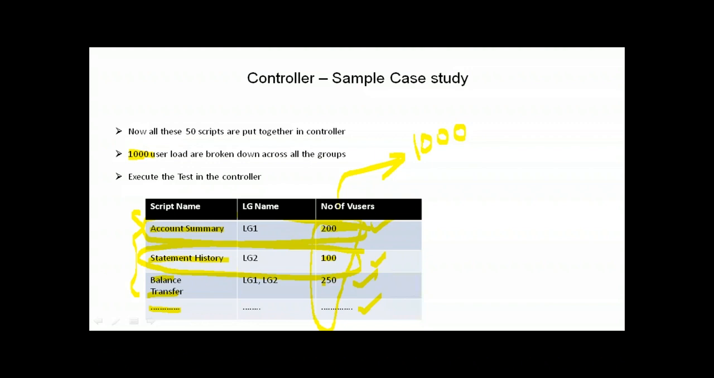Is there any limit to creating script names or LG names at one time? There is no limit, but the limit is on the number of virtual users. Since they ask you to run it with 1000 users, you are supposed to run it with 1000 users. If your LG machine can support all the 1000 users, for all the groups you can use LG1, LG1, LG1. But if one LG machine is not supporting all the users, then you have to use multiple LGs like LG1, LG2, LG3 and so on. Are we clear? Yes. Okay.